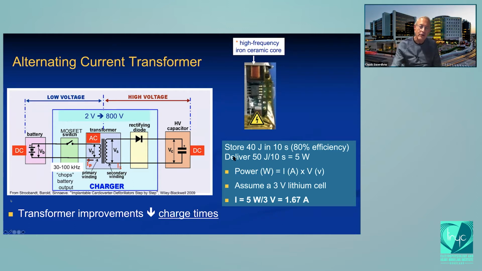And the two things to know about this are the power that comes out of a device while it's charging is really quite high. If you do the math, to store 40 joules in 10 seconds at 80% efficiency, which is about what the best modern circuits can do, that is a current of 2 amperes, which is a pretty solid current. And one of the things that's happened in the last 5-10 years is improvements in transformer circuitry efficiency have both shortened the charge times and improved the efficiency.